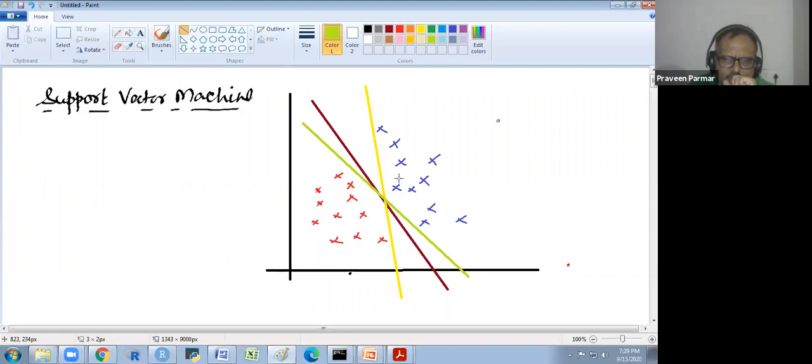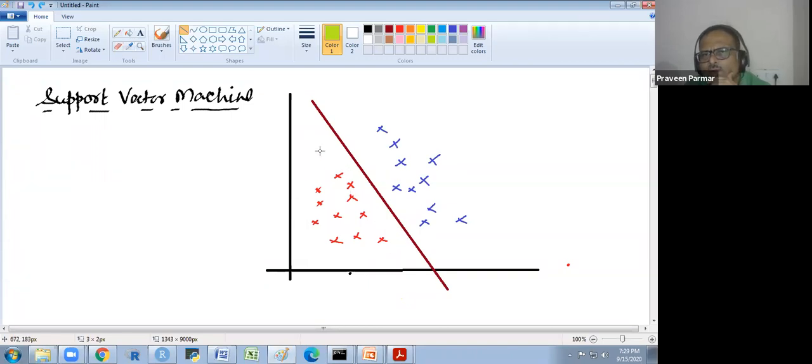But it does not happen in the real world. We get some blue here also, and we do not get things in a separable way. So there is always some error. In this way I could draw the plane, but why will I choose this one plane? Which plane should I choose?